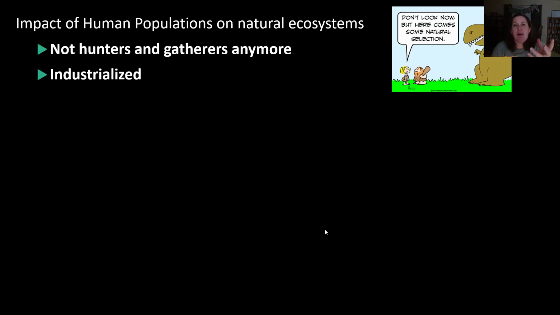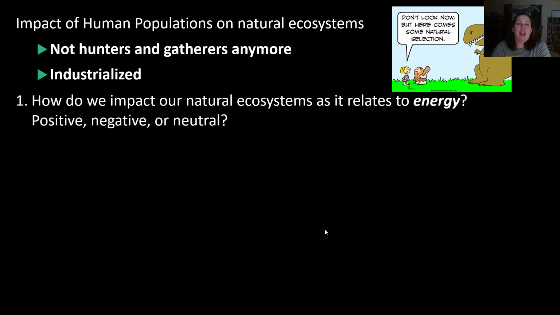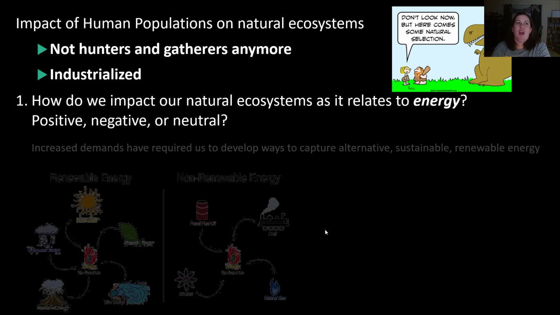Now, there are a lot of impacts that we as humans can have on natural ecosystems, and a lot of times they are bad. Every now and then they can be good. We are not considered hunters and gatherers anymore. We don't do that much anymore, and we are a lot more industrialized due to our technology. So how do we impact our natural ecosystems as that relates to energy? Are we positive, negative, or neutral when it comes to energy?